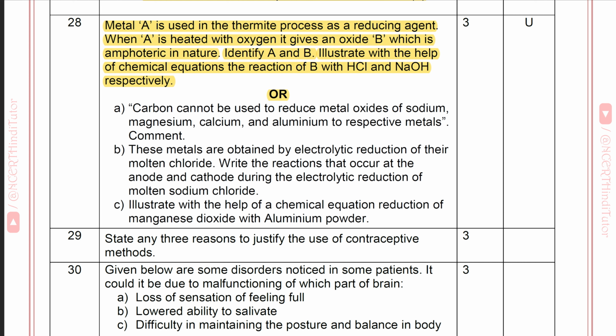Or A. Carbon cannot be used to reduce metal oxides of sodium, magnesium, calcium and aluminium to respective metals. Comment.